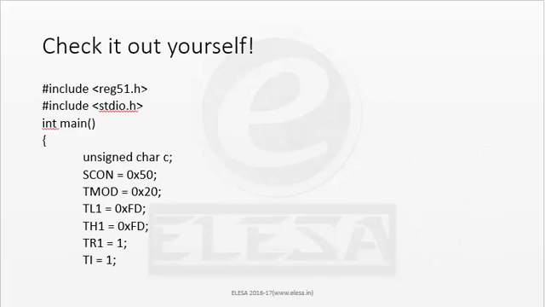Now I think we have gained enough knowledge to try out a program on serial communication. In this program what we do is we take user input from the PC, and for every input that is given we control an LED on the 8051 pin.